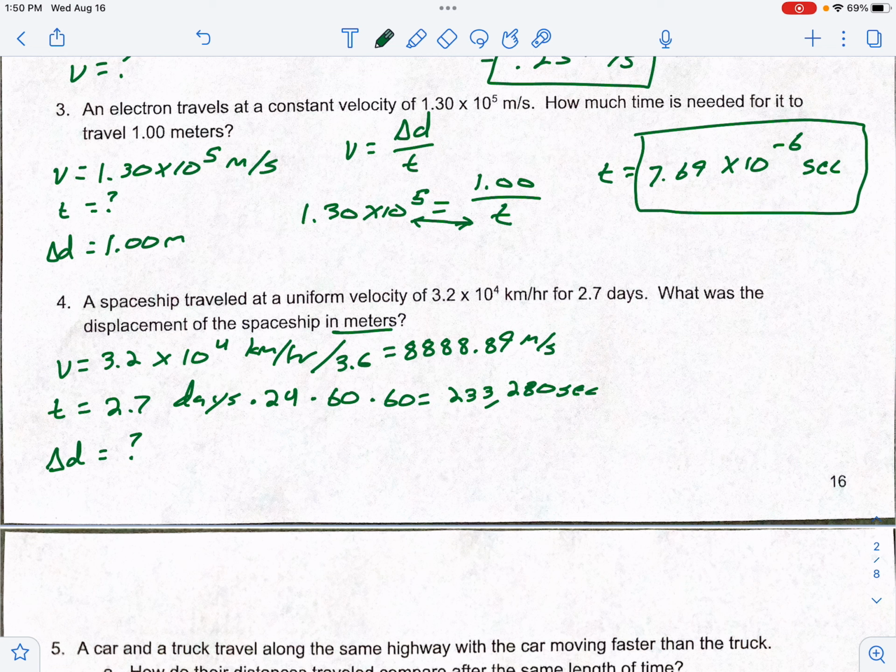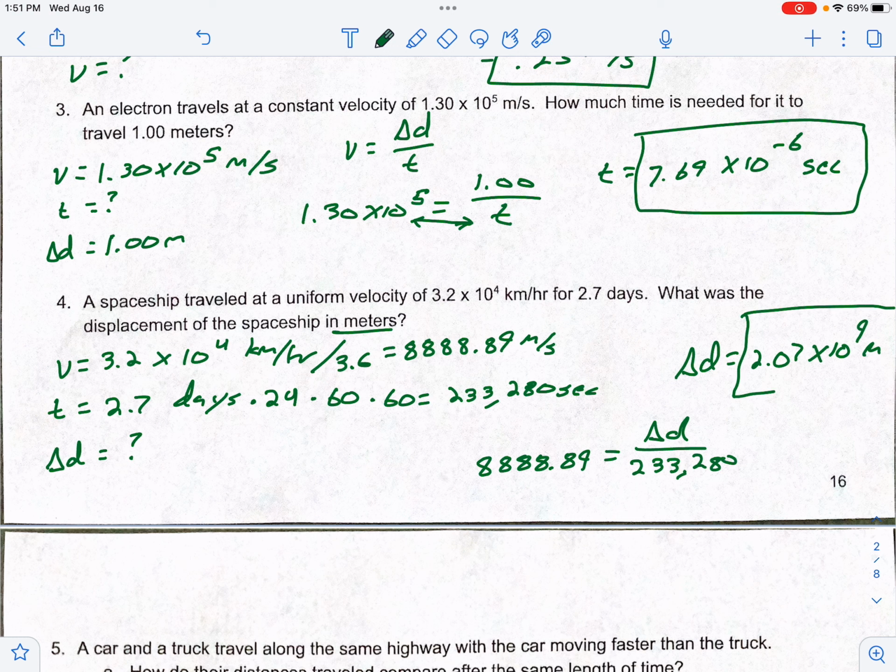So I know my velocity now. So that's going to be 8,888.89 equals displacement, which I don't know, over my time, which is going to be 233,280 seconds. So if I multiply both sides, you're going to get a really big number. I'm just going to keep it in scientific notation. If you want to keep it normal, you totally can. I got a displacement of 2.07 times 10 to the 9th meters. Now again, that was a lot of big numbers and conversions, so a lot of your problems are not going to look like that, but this is just good practice on doing some simple conversions to meters per second and converting some time.